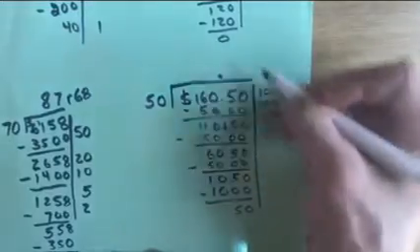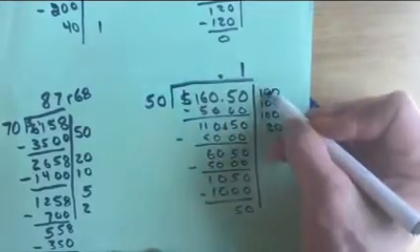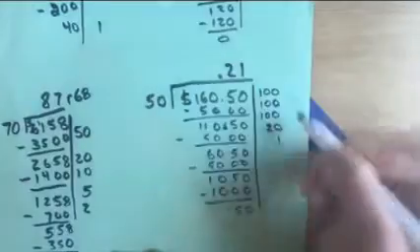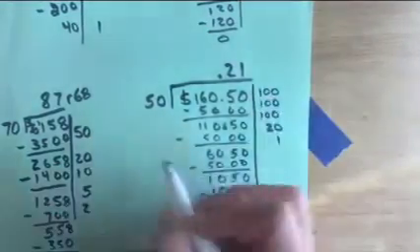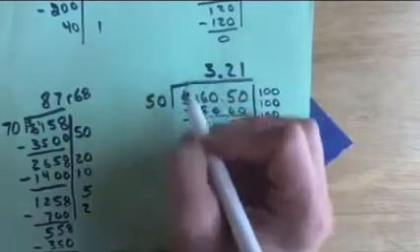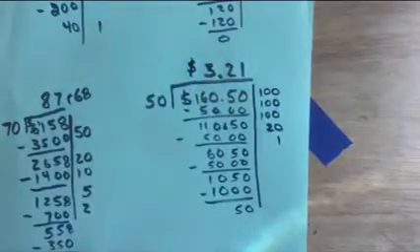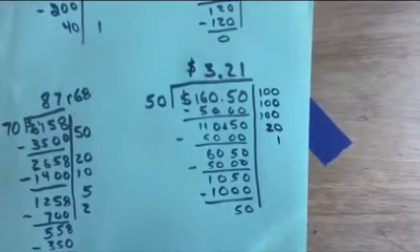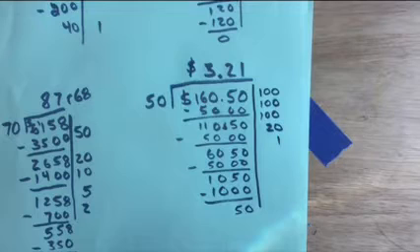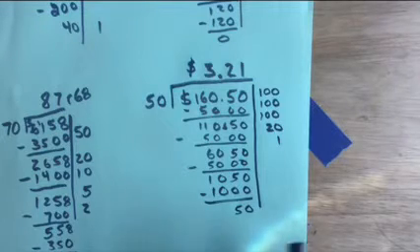I take my ones column. I got a 1 in my ones column. Then my tens column, I got a 2 in my tens column. And then in my hundreds, I've got a 3. And I got to remember it's money, so I put a dollar sign. $3.21. So that's the guess and add method for doing double digit divisor division.